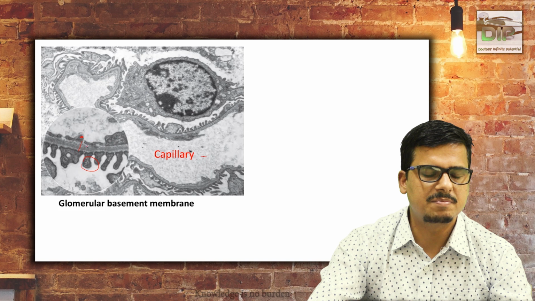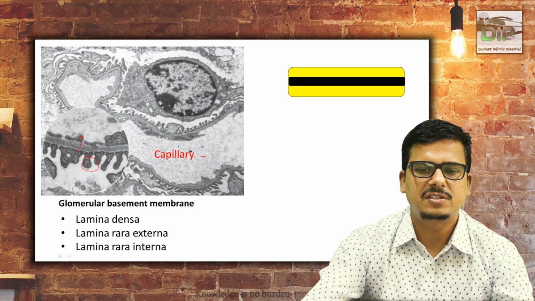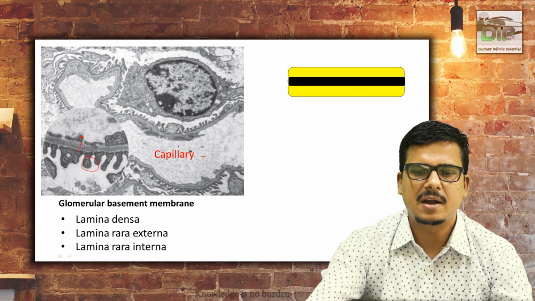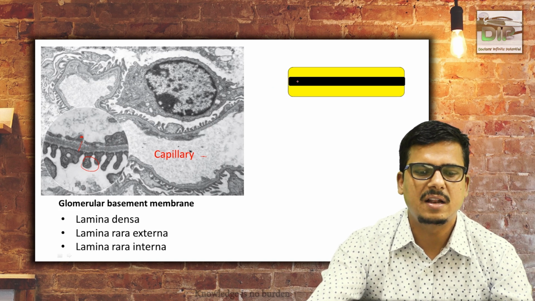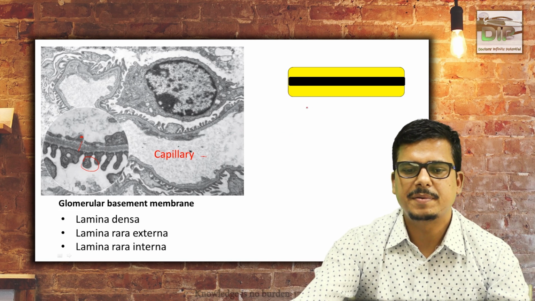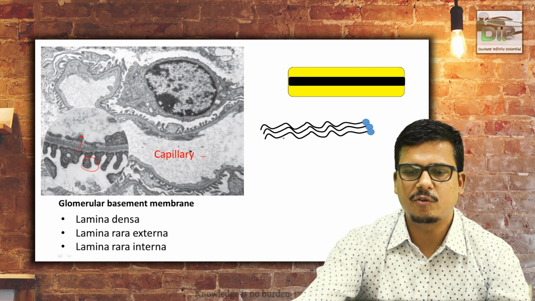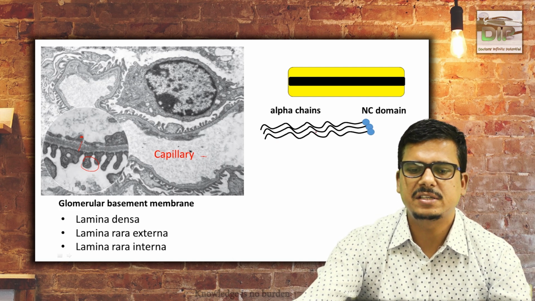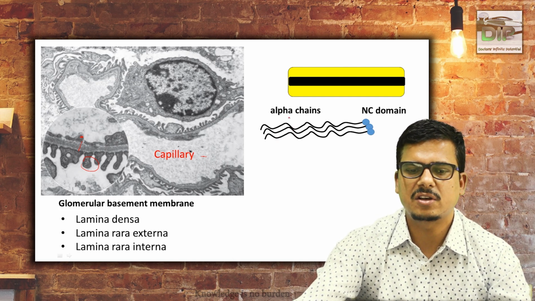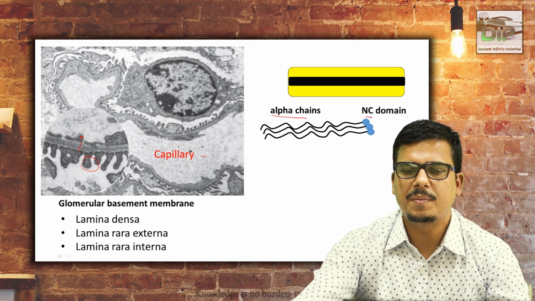If you see this basement membrane clearly, you will see that the center part of this basement membrane is a little bit denser than the peripheral regions. So that's why the central part is called the lamina densa, and these two are called the lamina rara. If you see the composition of this basement membrane, you will see that it is composed of type 4 collagen, and type 4 collagen is actually made up of 3 collagen chains, also called alpha chains, and at the end they have non-collagenous domains, these 3.